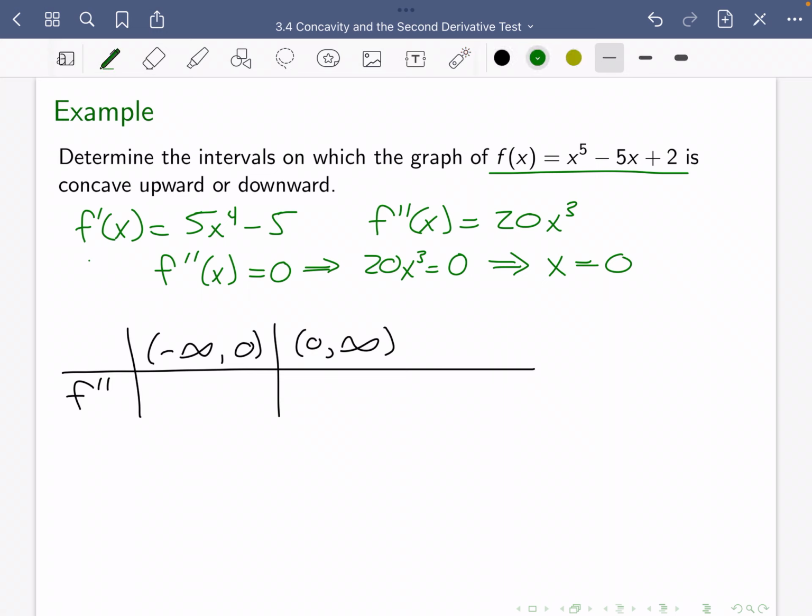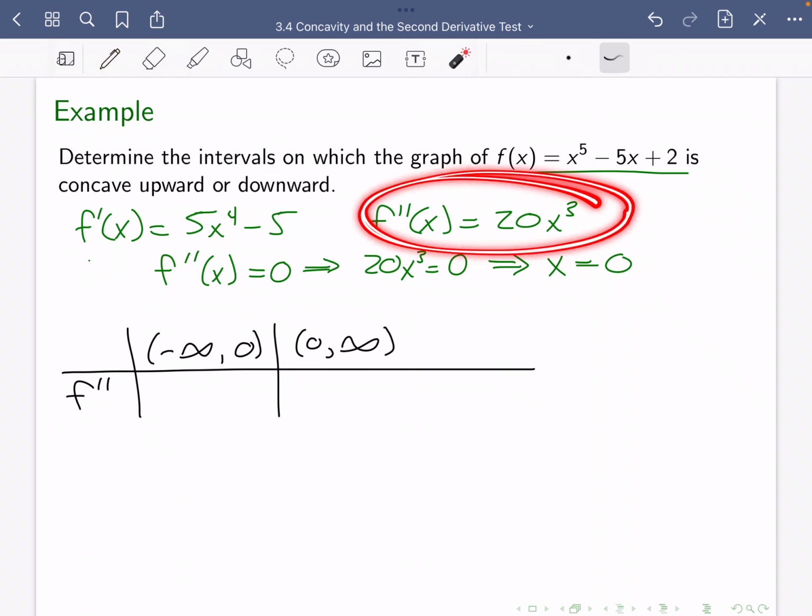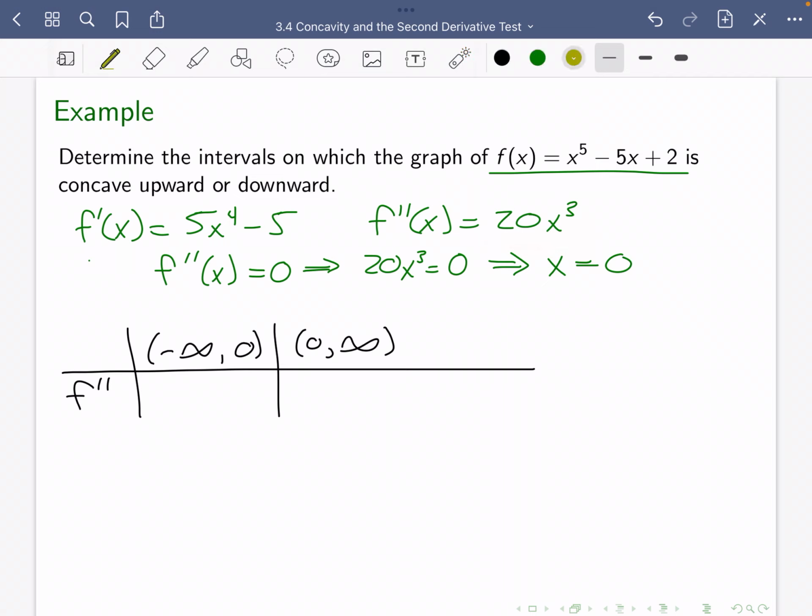And so, if we were to plug in something smaller than 0, so negative 1, into the second derivative, negative 1 cubed is still negative 1, times 20 is negative 20, so that is a negative value. If we plug in something to the right of 0, like positive 1, into the second derivative, we will get positive 20. All we care about is the sign.